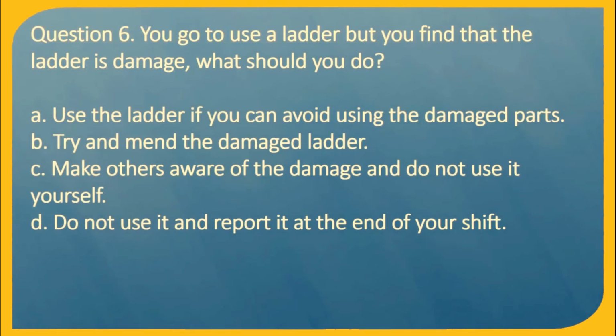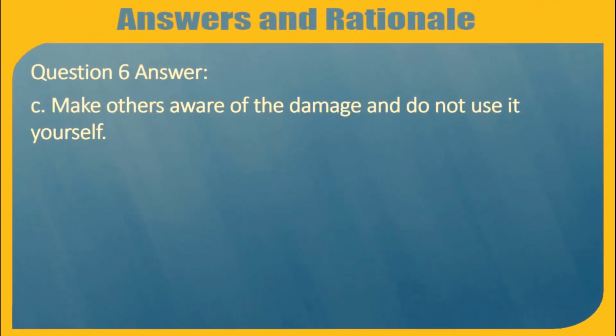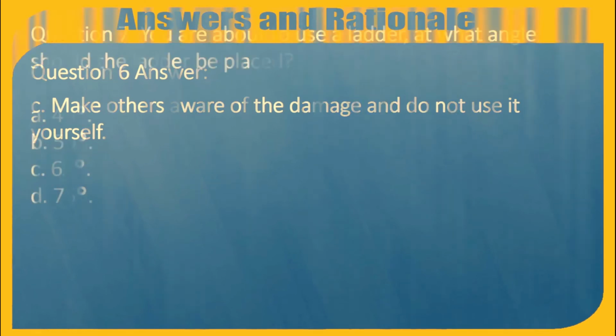Question 6. You go to use a ladder but you find that the ladder is damaged. What should you do? A. Use the ladder if you can avoid using the damaged parts. B. Try and mend the damaged ladder. C. Make others aware of the damage and do not use it yourself. D. Do not use it and report it at the end of your shift. Question 6. Answer C. Make others aware of the damage and do not use it yourself.